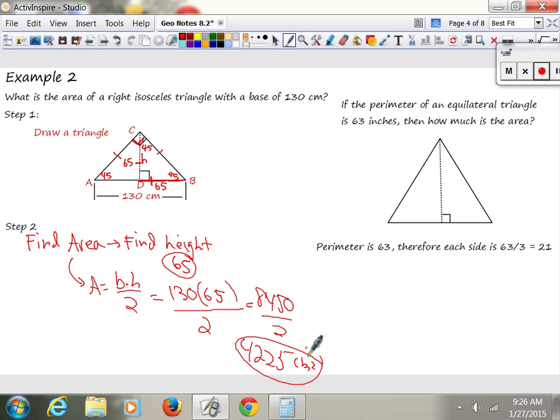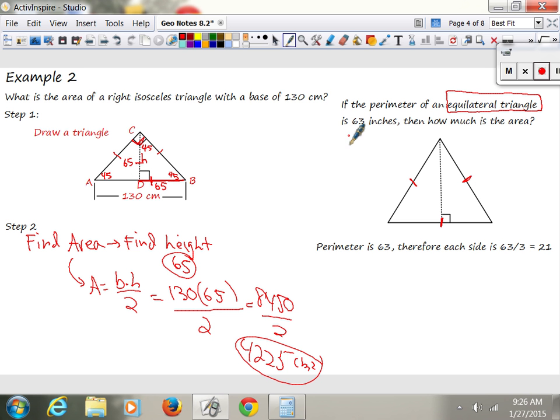Okay, if the perimeter of an equilateral triangle is 63, how much is the area? Okay, this is an important problem to figure out. We have some clues here. They gave us the term equilateral triangle. Okay, that means all equal sides. It says the perimeter is 63. So all of these are going to equal, and they're going to all 3 add up to 63.